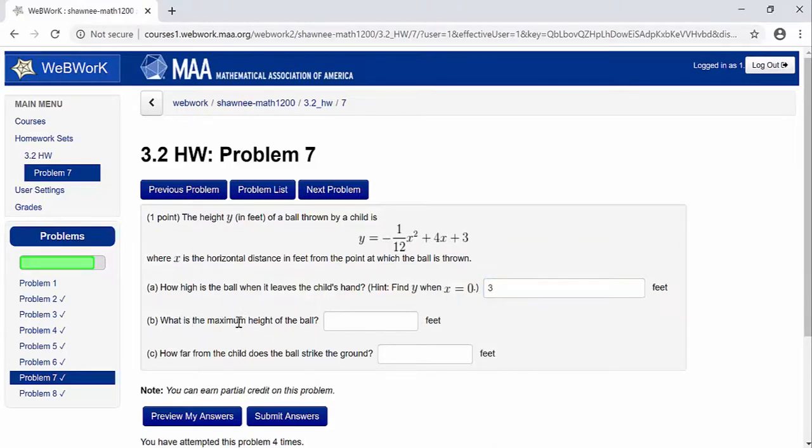We're asked, what is the maximum height of the ball? So this is a parabola. This will occur at the vertex. We need to find the height of the vertex for part B, and we also need to answer how far from the child does the ball strike the ground. We're going to use the fact that the ground level is always defined as height 0. So if the y-coordinate is 0, we're solving a quadratic equation. In other words, we're finding the x-intercepts for part C.